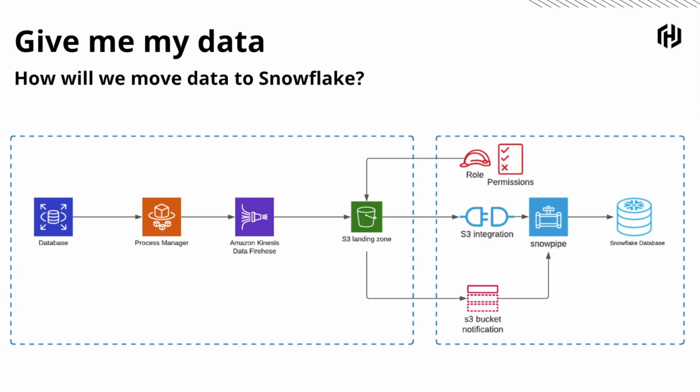To get our data into Snowflake, we would use process managers that would read data from our database and would use Kinesis Firehose to land their data into S3. From the S3 bucket, we would use Snowflake integrations and Snowpipe to pull the data into Snowflake databases. Then we could use Snowflake's lightning quick transformations and queries with their compute resources.